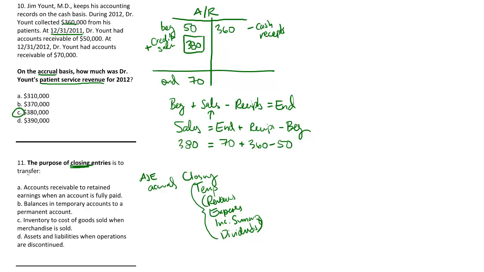Purpose of closing entries is to transfer accounts receivable to retained earnings when account is fully paid. No. Balances in temporary accounts to a permanent account. Hey, that sounds right. Inventory to cost of sales. Nope. That just is going to be a regular transaction. Assets and liabilities when operations are discontinued. Nope. That's just normal operations as well. So the correct answer is B. Closing entries move our temporary accounts to our permanent accounts.